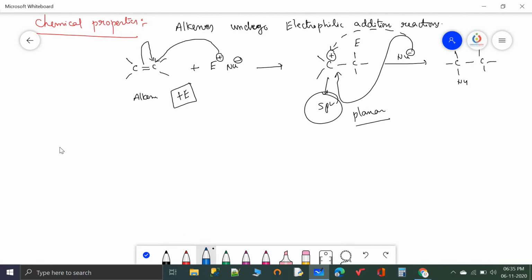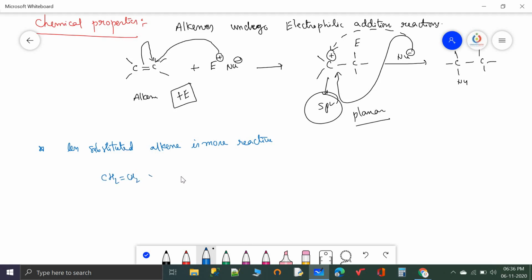And here, the reactivity of the alkenes. Which alkene is more reactive towards the electrophilic reaction? Simple thing: the less substituted. This was given in yesterday's class. You can even check yesterday's video. The less substituted alkene is more reactive, because more substituted alkenes are more stable. I'll give that example once again.